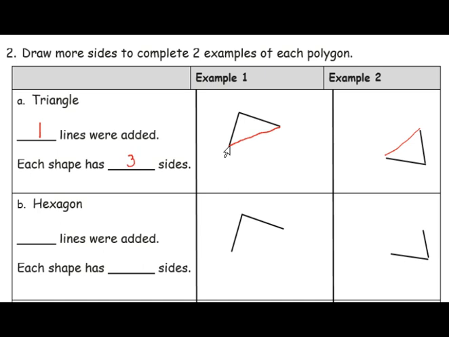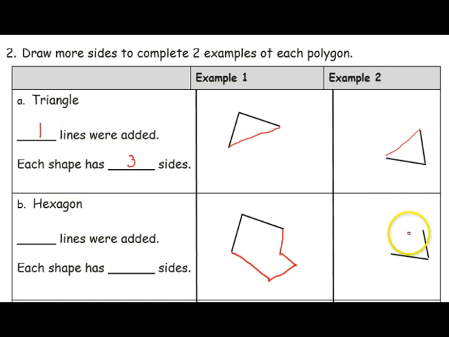In question B, I need to create hexagons. Well, hexagons are 6-sided shapes. Again, I only have 2 sides, which means I need to add 4 sides to each of these to make a hexagon. And I can just do kind of a random drawing of 4 sides, just as long as I make a closed figure. So I'm just going to add 1, 2, 3, 4 sides here, and that makes a hexagon because I have 6 sides all together.